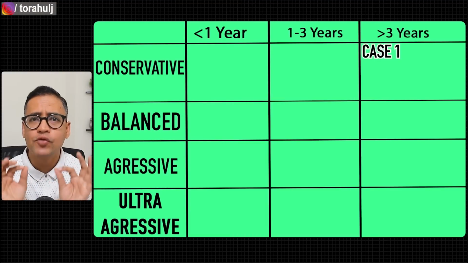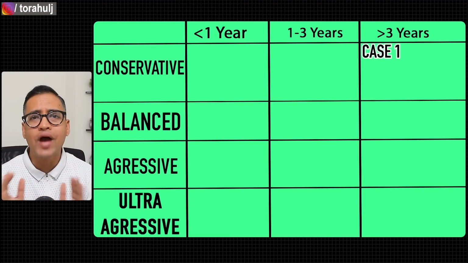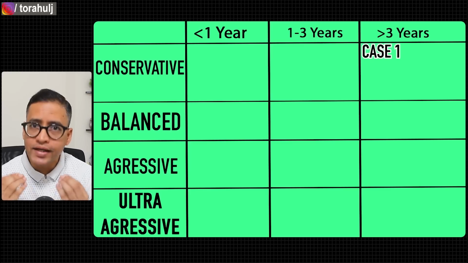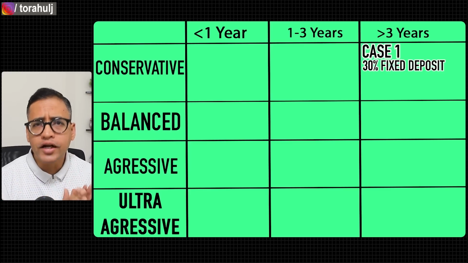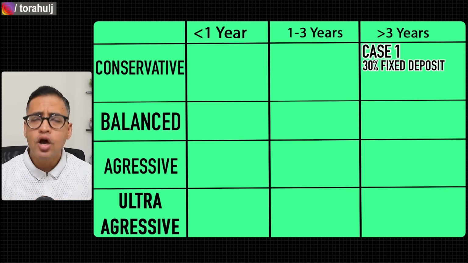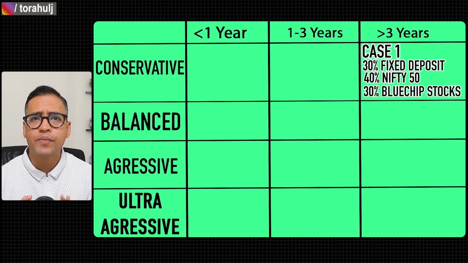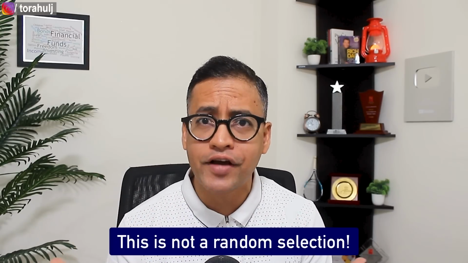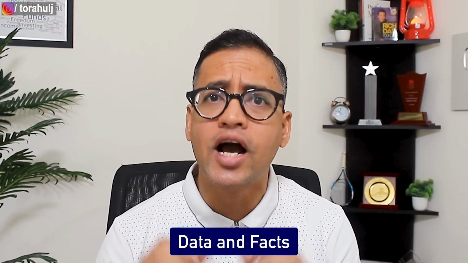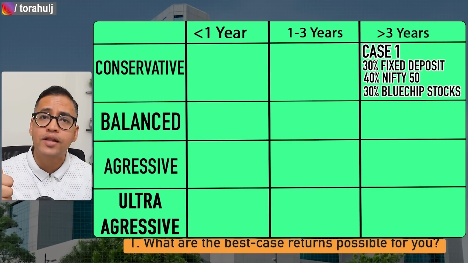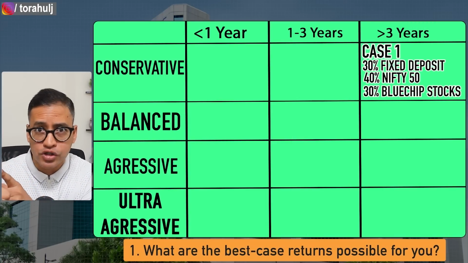So in such a case, which is case number one, where should you actually put this 1 lakh rupee right now? My view in this case will be that you can consider investing close to 30% money in fixed deposit, 40% in Nifty 50 index mutual fund, and remaining 30% in blue chip stocks. Now, this is not a random selection that I've just figured out. I am now going to present to you data and facts, and more importantly, I'm going to run you through three different scenarios. What is scenario number one, that what are the best case returns possible for you?